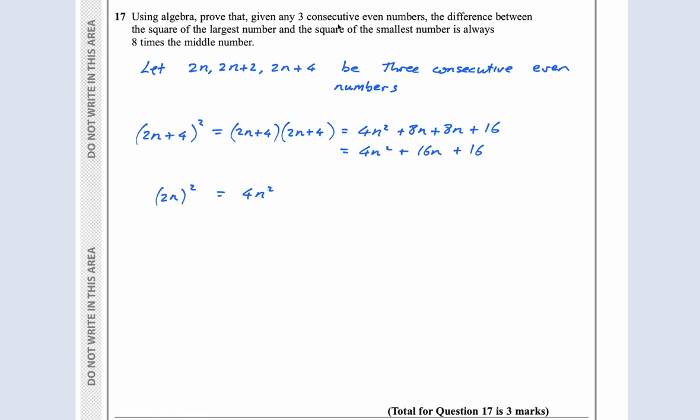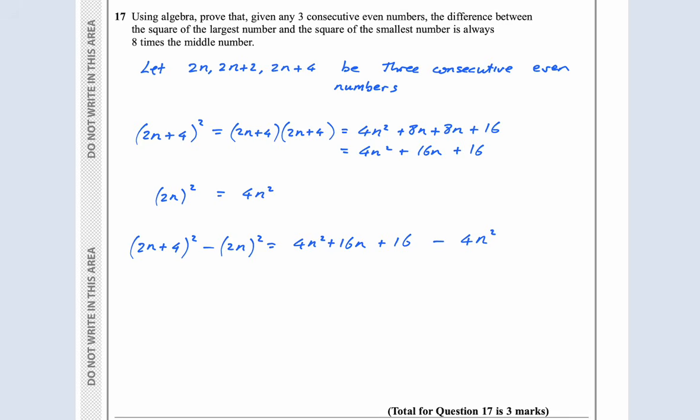Now it's saying the difference between the largest and the smallest number. So the difference between the largest number and the smallest number, that is the squares of them. That's my 2n plus 4 squared minus my 2n squared equals this 4n squared plus 16n plus 16 minus this.